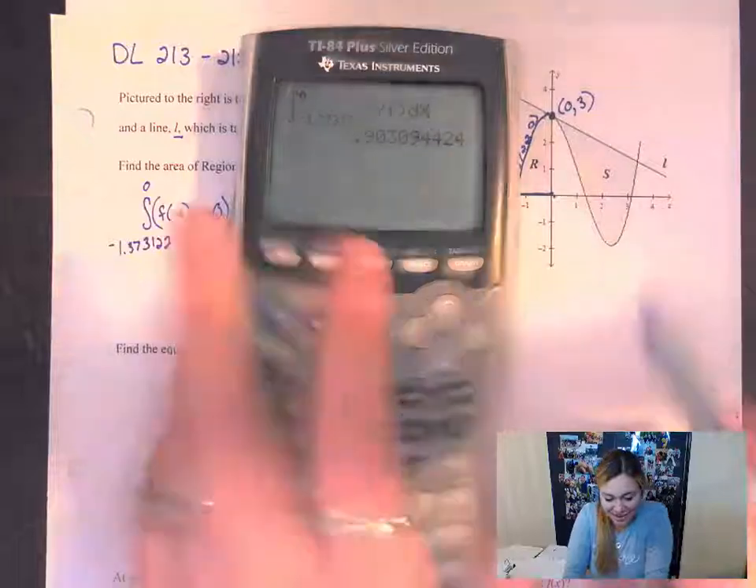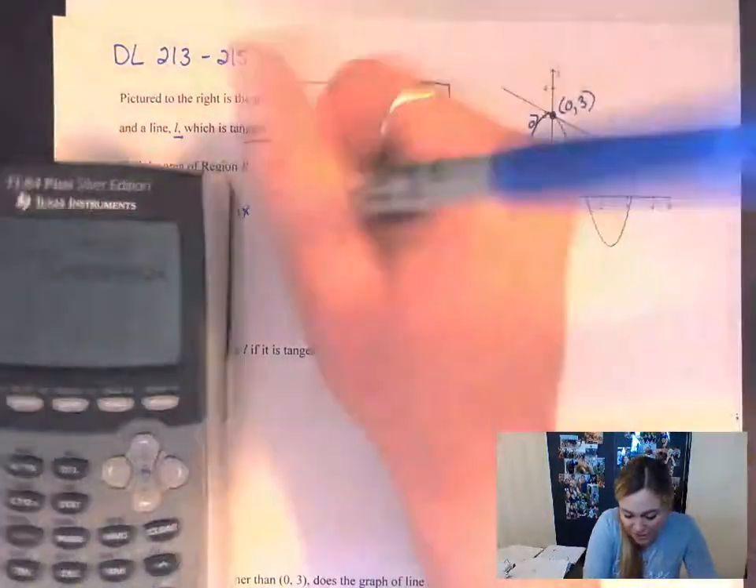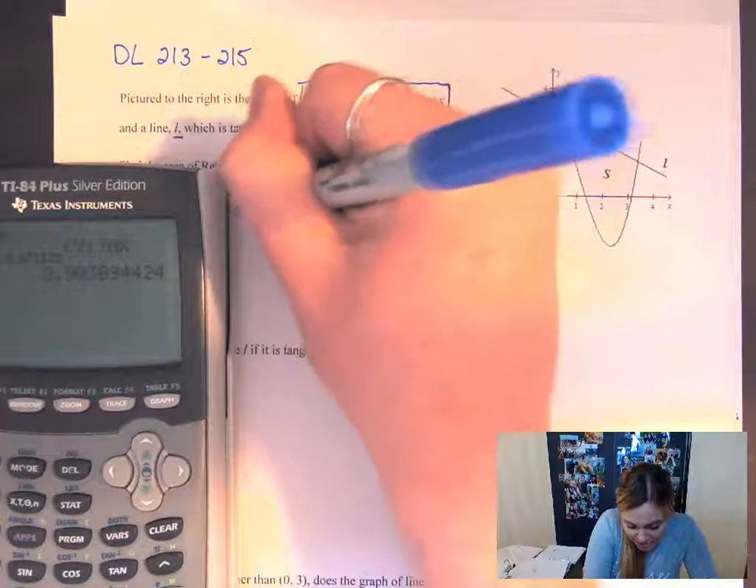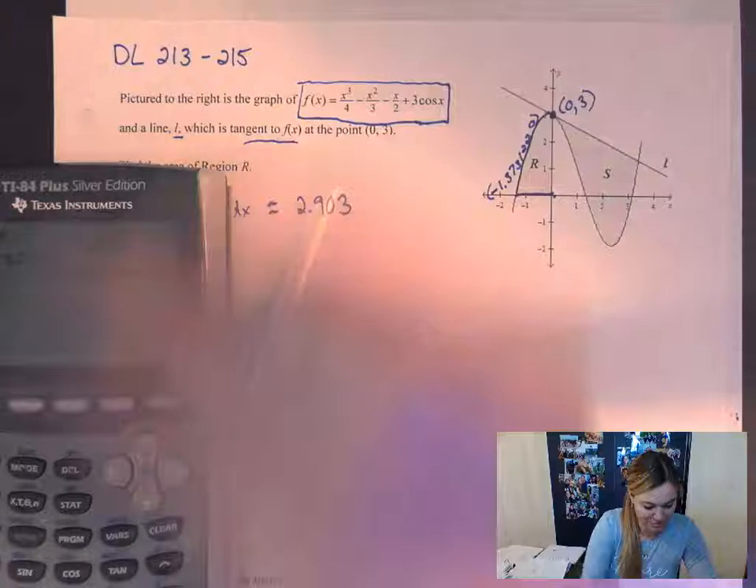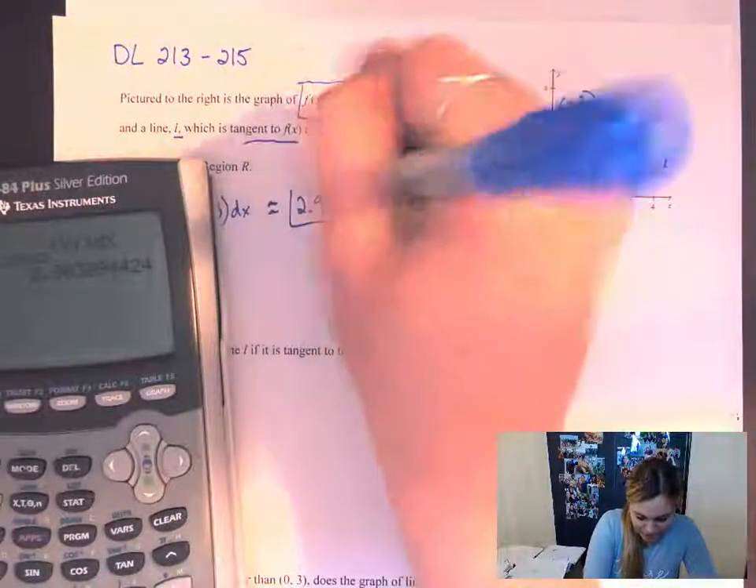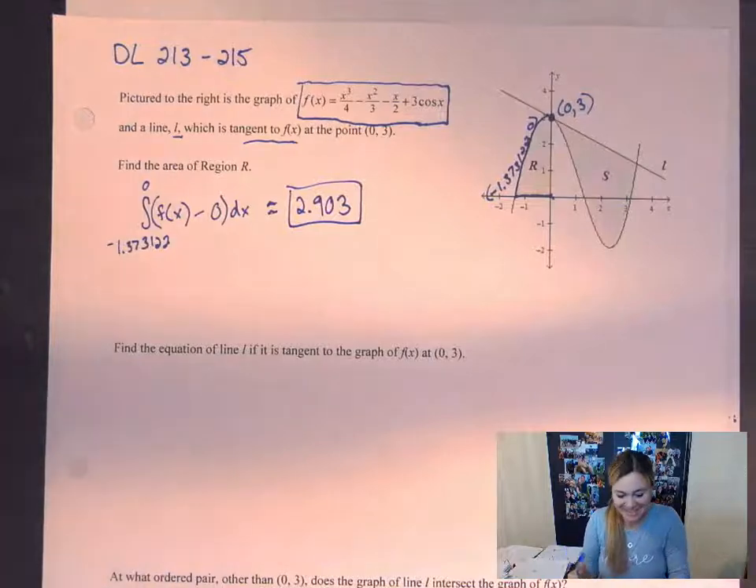Ta-da! I get this value of region R, and it says -0, so I don't actually have to do that, is approximately 2.903 units, whatever that would be. Okay, we did this. Let's do another one.